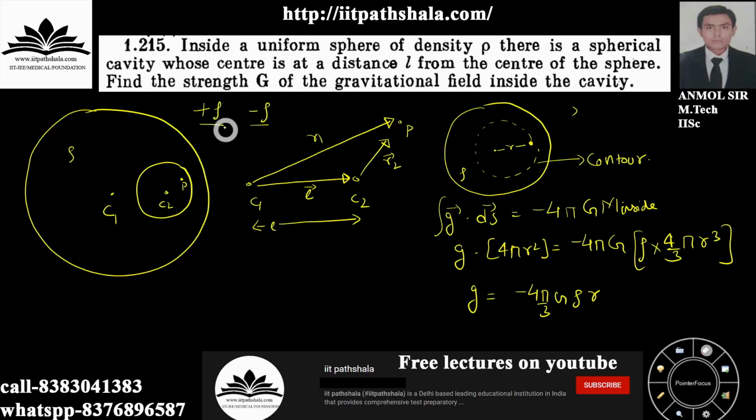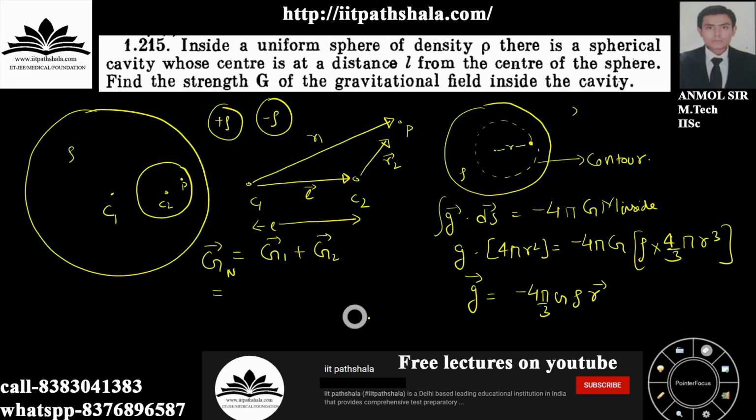So what I'm considering here is that I have two spheres: one sphere of positive density rho and a second sphere of negative density rho. Because it's a vector quantity and I want to find the gravitational field at this point P, I can use the superposition principle, which says g net should be equal to g1 plus g2. Now you have these vectors, and the position vectors also over here.